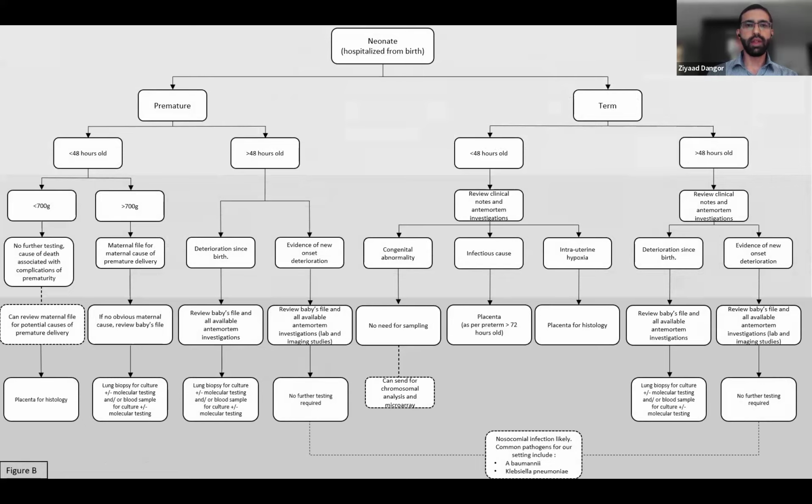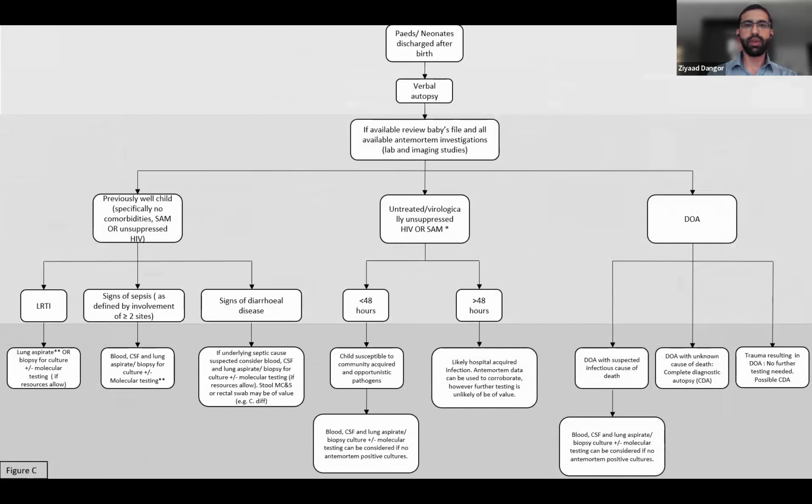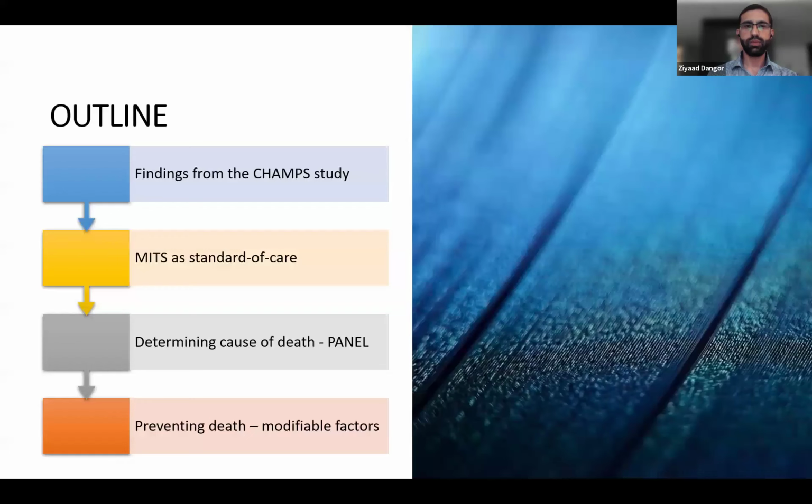Very quickly, this is the neonate algorithm, and it really separates it by the premature versus the term infant. I know it looks busy, but when you get to it, you realize it's actually just telling you which test to do. And this is the infographic for the child, which basically separates them into a previously well child with no comorbidities, a child with SAM and HIV, or in the case of a DOA, what do you do?